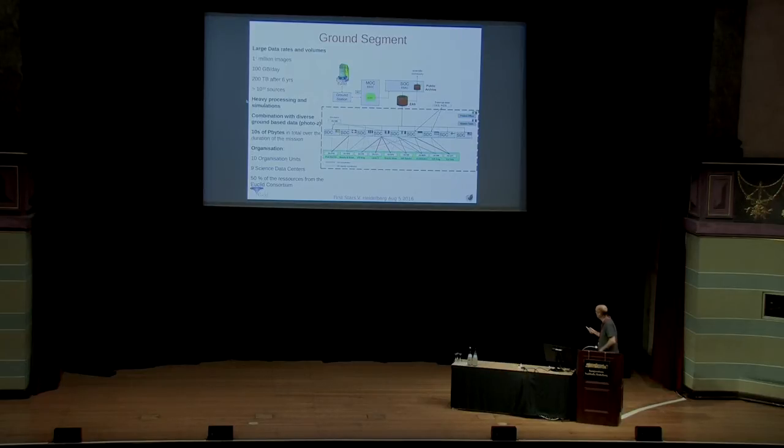So this is a schematic of how it will work. I'm not going to describe this, just to mention that this is the part with the ESA, with the Mission Operations Center, Science Operations Center, and everything in this box is the science ground segment from the Euclid consortium. So all the science data centers are in different countries in the consortium.